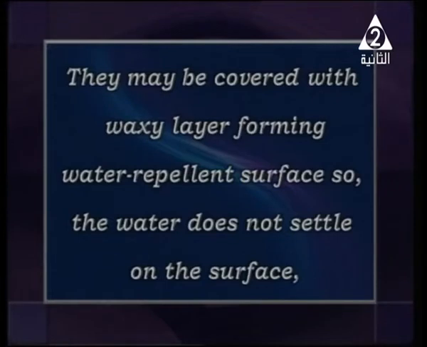They may be covered with a waxy layer. The waxy layer is a layer that sometimes covers the plant and sometimes doesn't, to form a kind of water repellent, so they prevent the water from entering the cells of the plant. So it's a water repellent surface, so the water doesn't settle on the surface. I mean, some plants don't need a large amount of water. They need to get water in a specific amount, step by step, not a large amount of water.